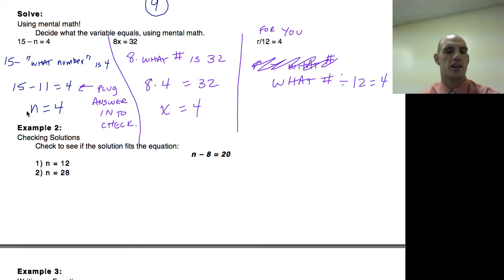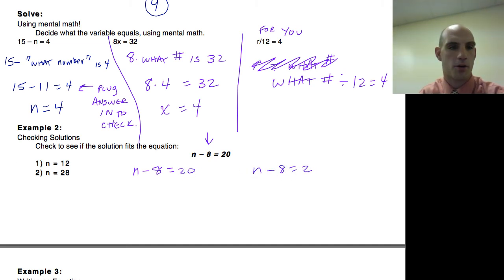Let's look down here. Checking solutions. Check to see if the solution fits the equation. Well, here's the equation, and I'm going to check both 12 and 28. So basically, n minus 8 equals 20. I'm going to check both of these solutions. The first one I'm going to pick is n minus 8 equals 20, and I'm going to put 12 in for n. 12 minus 8 equals 20.